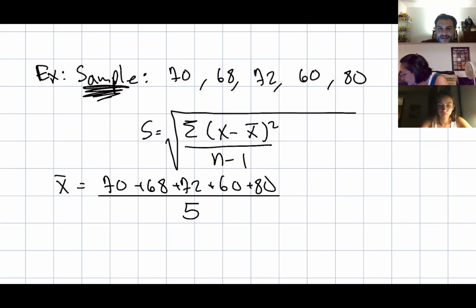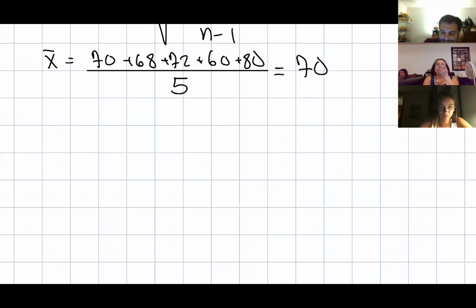Everybody good so far? How we got 70 plus 68 plus 72 plus 60 plus 80? Cool. Thanks, Nicole. So Nicole gave us the answer. We got 70. Any question in regard to how I got that? All right, so let's do the table.